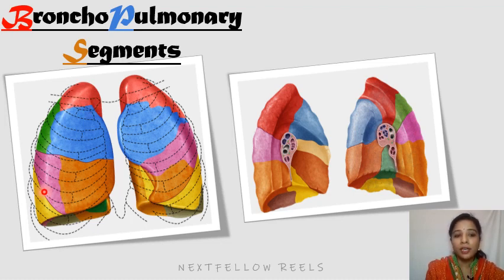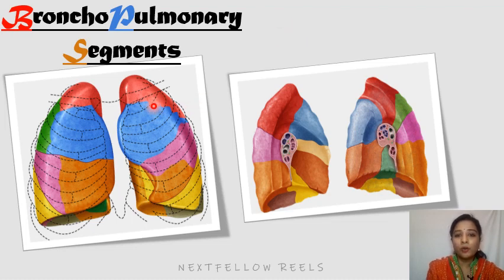If we see the lung, the right lung has an upper lobe, middle lobe and inferior lobe. The left lung has the upper lobe and then the inferior lobe, and the upper lobe again has the lingular segments. So let us enlist the bronchopulmonary segments in each lung. First, on the left side, the left lung.